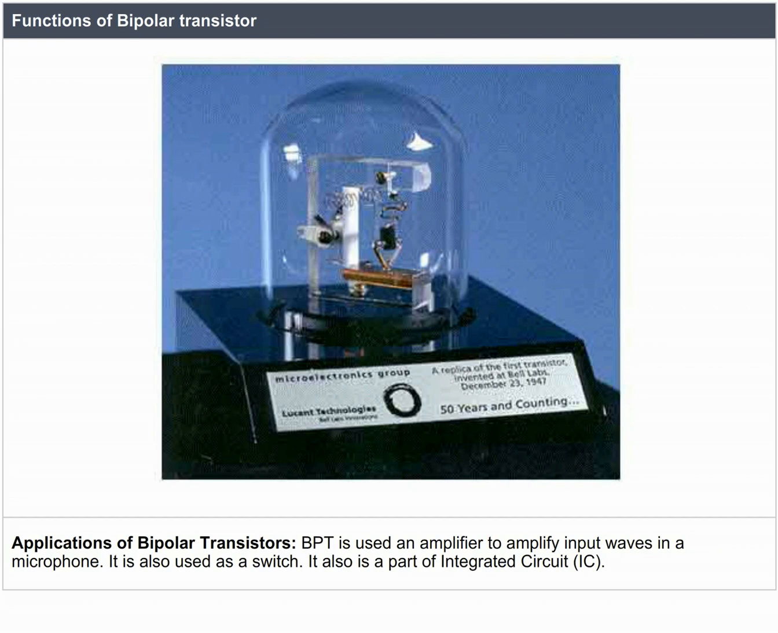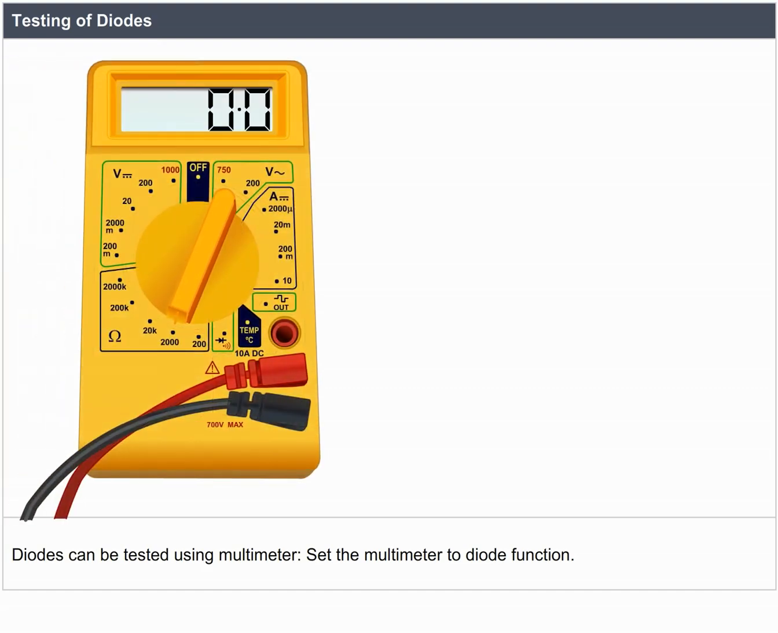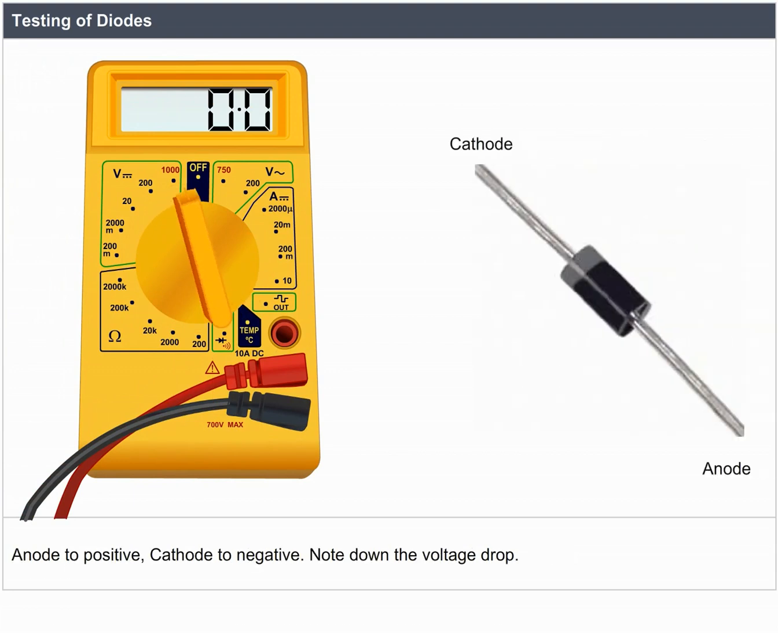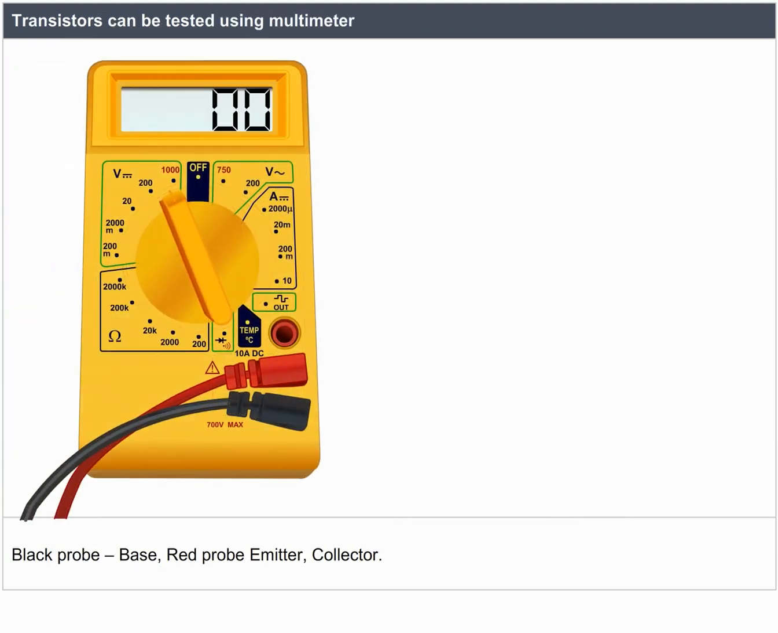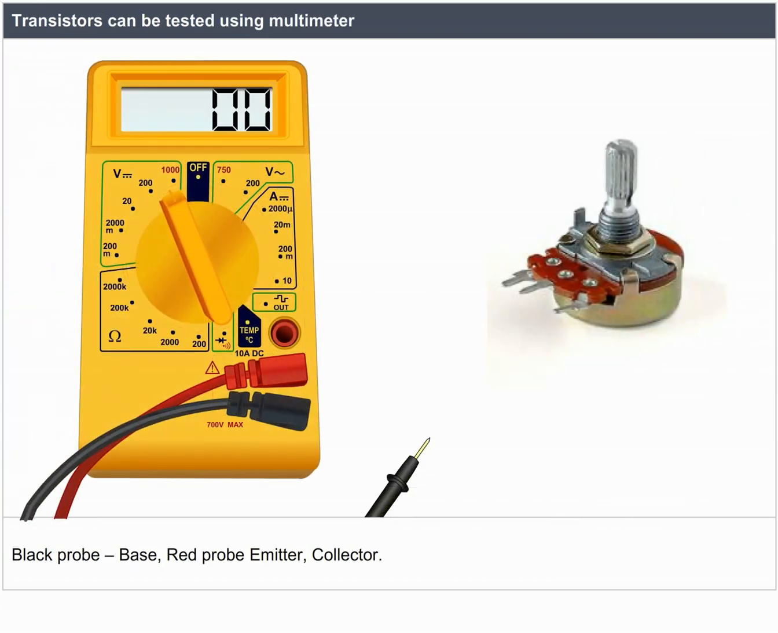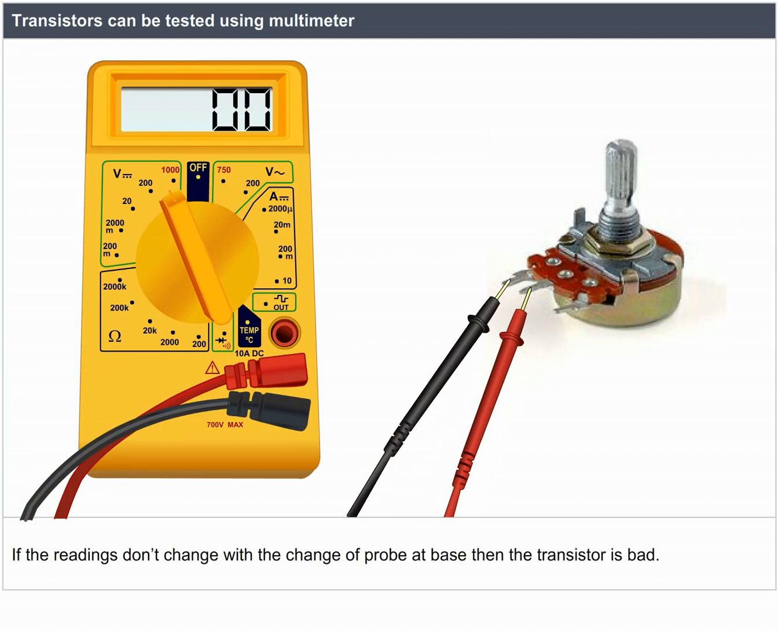Testing of diodes. Diodes can be tested using multimeter. Set the multimeter to diode function. Anode to positive, cathode to negative. Note down the voltage drop. Transistors can be tested using multimeter. Black probe, base, red probe, emitter, collector. Red probe, base, black probe, emitter, collector. If the readings don't change with the change of probe at base, then the transistor is bad.